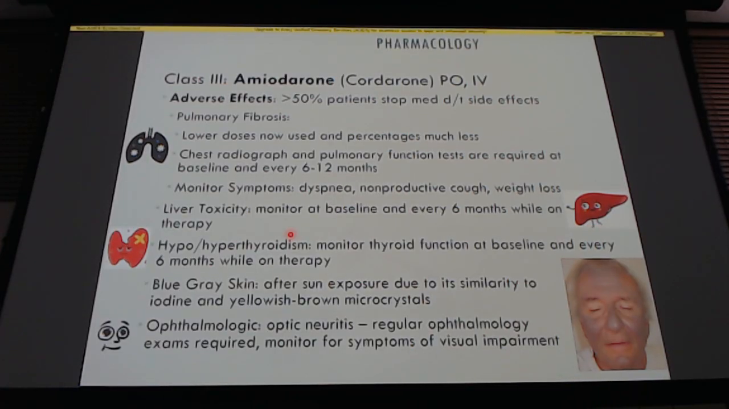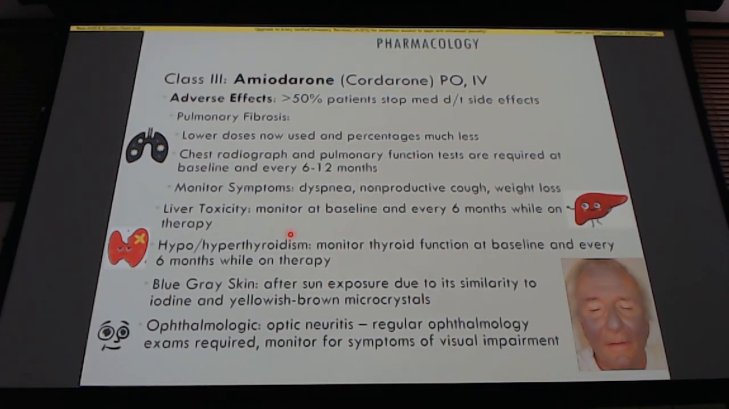This blue-gray skin is not something that you're necessarily monitoring for. It will happen. It can happen in light-skinned people, dark-skinned people. It doesn't matter. You can experience the blue-gray skin. So just make sure that we're understanding, we're monitoring their lungs, we're monitoring the hepatic, the cardiac, the eyes, their skin can change color, so a lot of monitoring that's happening.